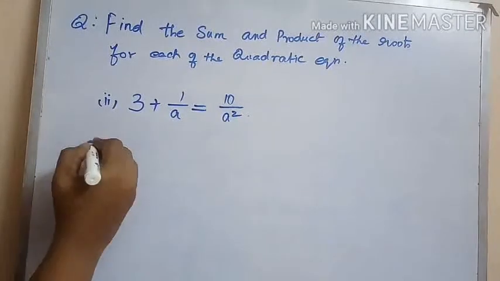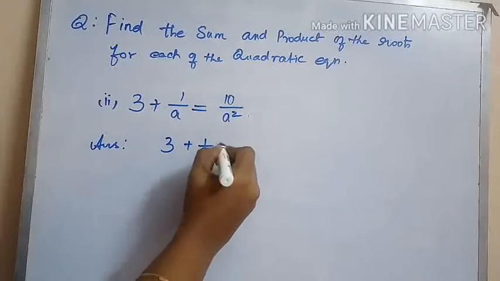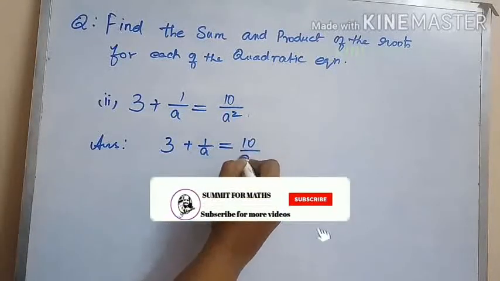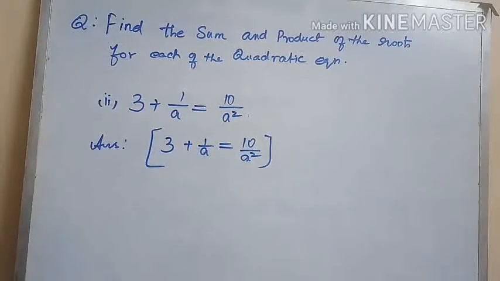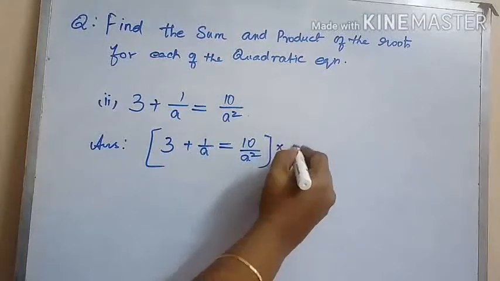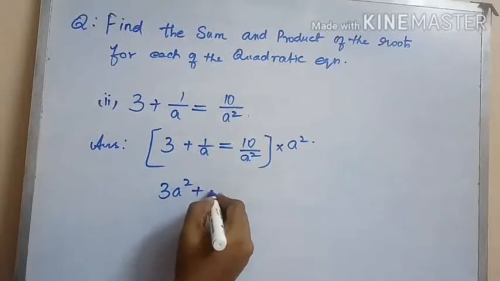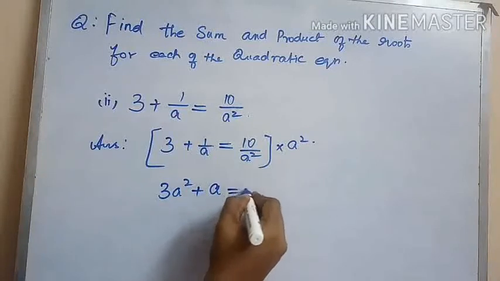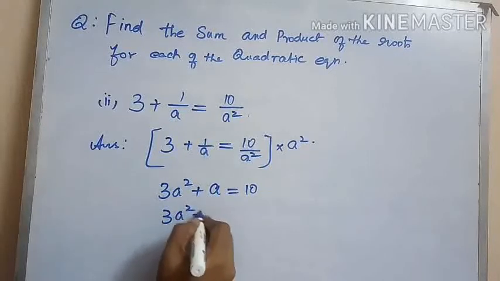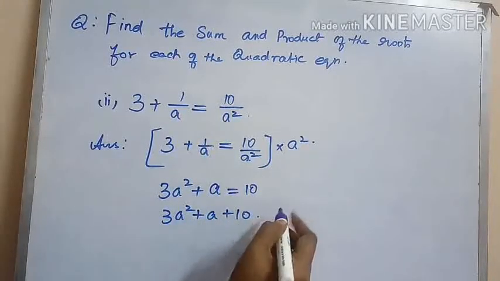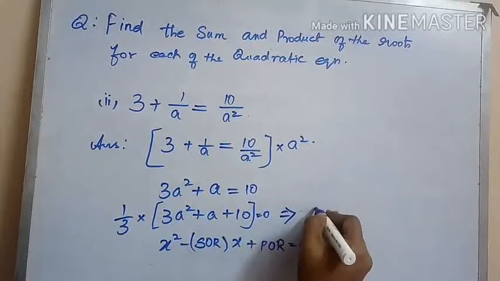So let us consider another problem of a different type. Here we have the variables in the denominator. 3 plus 1 by a is equal to 10 by a squared. So in a polynomial, it's not advisable for a variable to have a negative power. So we bring it to the numerator by taking LCM. So multiplying throughout by a squared, we get 3a squared plus a is equal to 10. In the next step, bringing 10 to the left side, we get the equation as 3a squared plus a plus 10 is equal to 0.